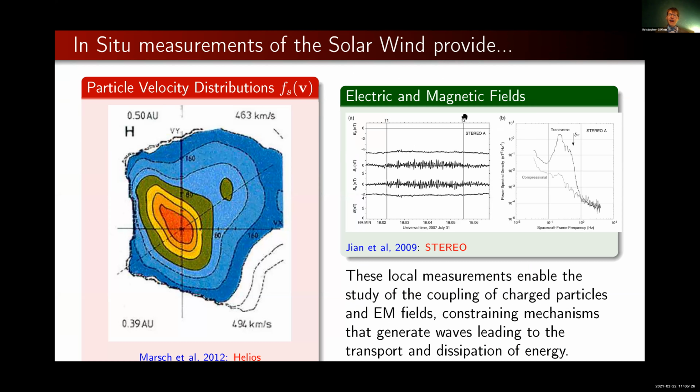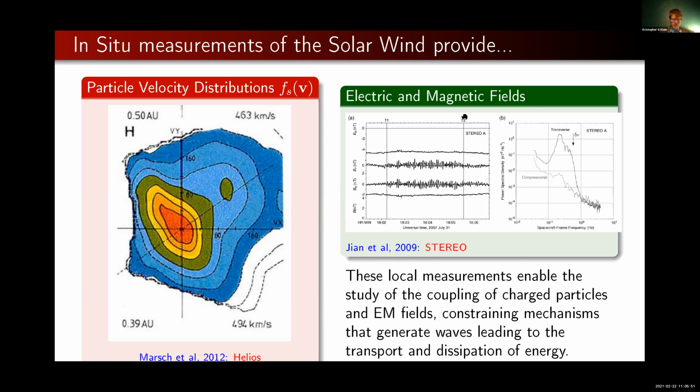We're going to be talking specifically about understanding the coupling between the thermal particles and the electric and magnetic fields. And so if we want to be able to do that, we need to get good local measurements of the VDF as well as the electric and magnetic fields, something which we don't have direct access to if all we're doing is measuring photons from very distant sources. So this is another one of the wonderful advantages that we can have by actually doing studies of these local solar processes.